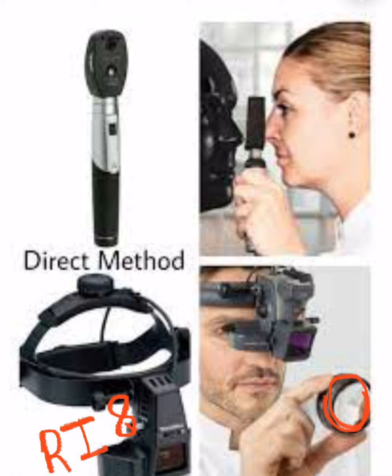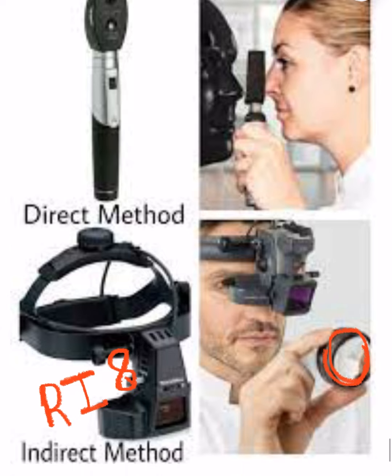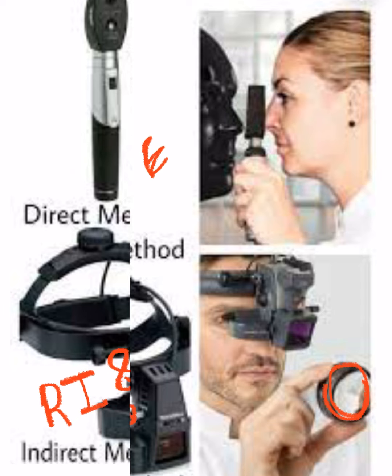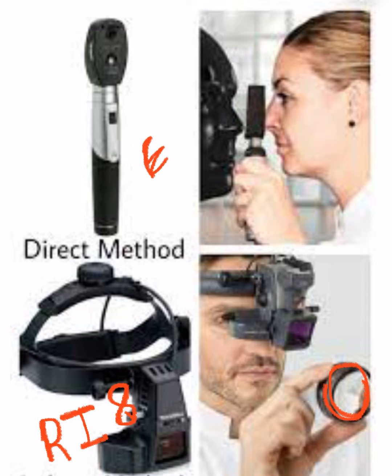In the direct ophthalmoscope, the field of vision is up to 2 disc diopters, and it is seen up to the level of the equator. And in case of indirect ophthalmoscope, it is 8 disc field of vision, and it is seen up to the level of ora serrata.